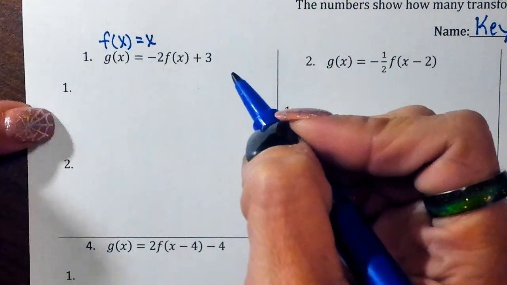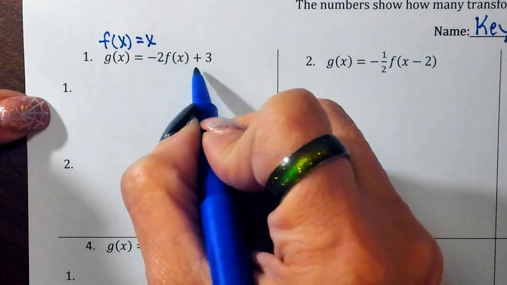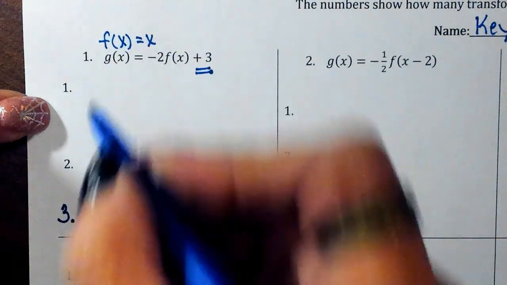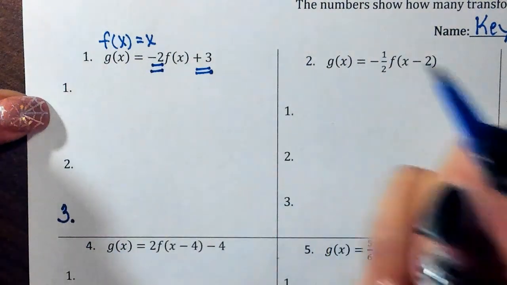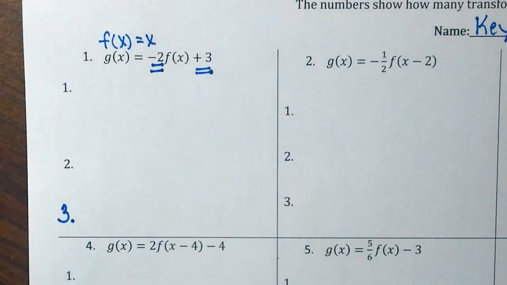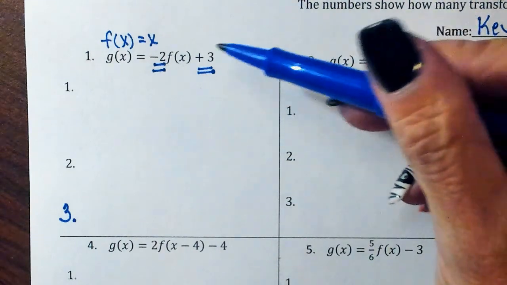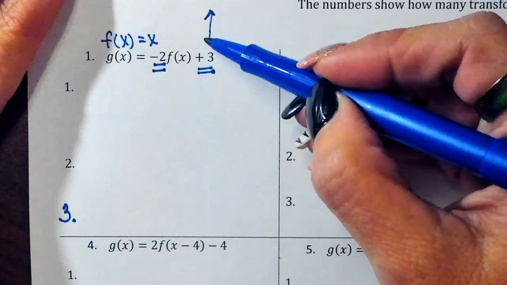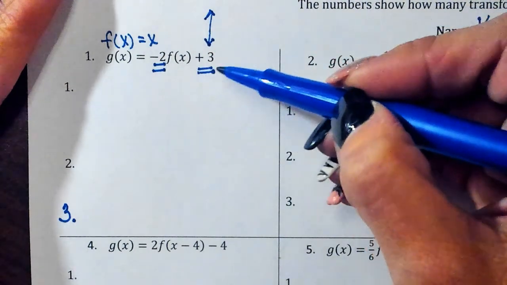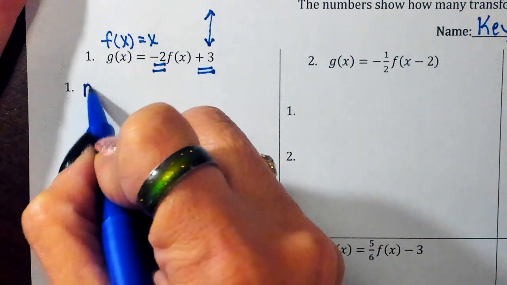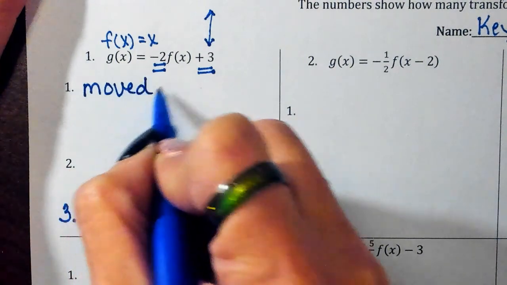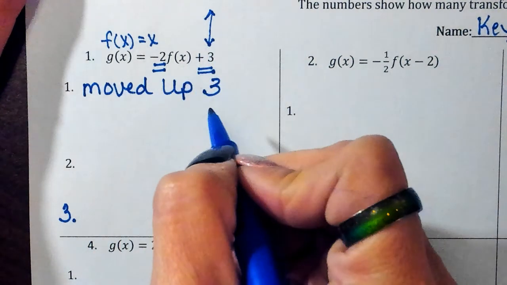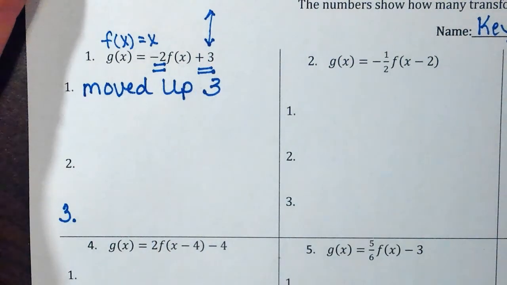So I see here that two transformations happened. One happened here. Actually, there are three on this one. Ooh, I missed one. And two happened here. Okay, so I'm going to start with the 3 on the end. When you add a number on the end, that is the up or down. This is plus 3. So I moved up 3. Now we're not going to just say moved and draw an arrow up. We're going to write the words moved up 3.